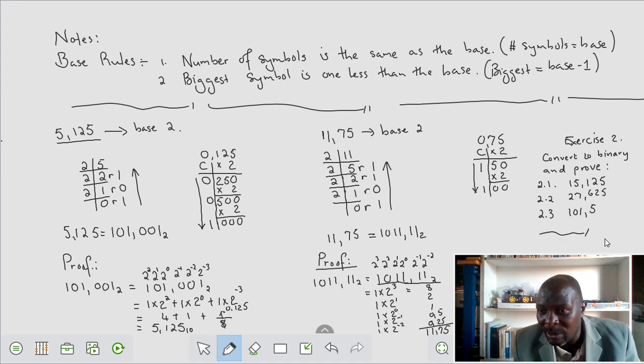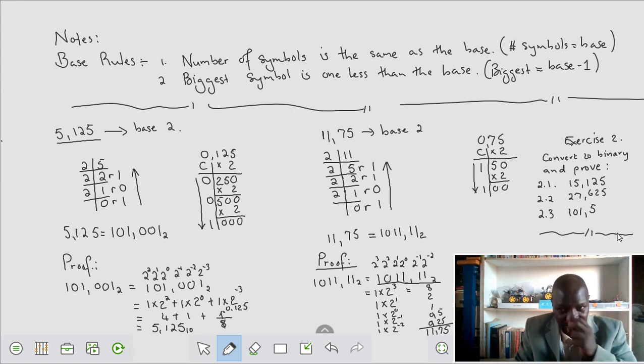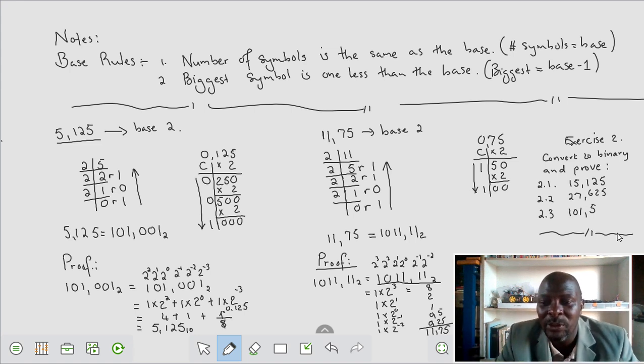Alright, these are our 3 that I'd like you to try on your own and see if you understood our work. That was base 2 for you. We had base 10, we had base 2. All we've done here is conversions. We're going to come to the arithmetic of it, the binary arithmetic. But for now, all I want you to do is get acquainted with the bases themselves.